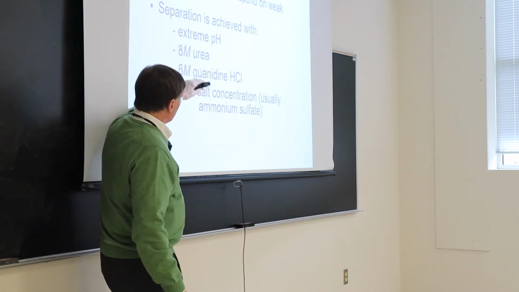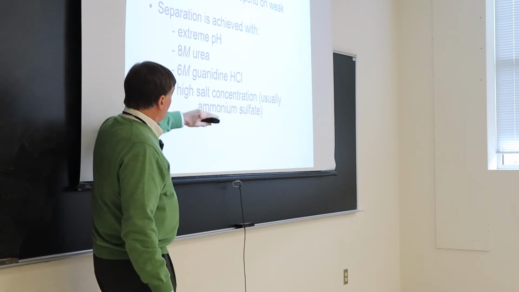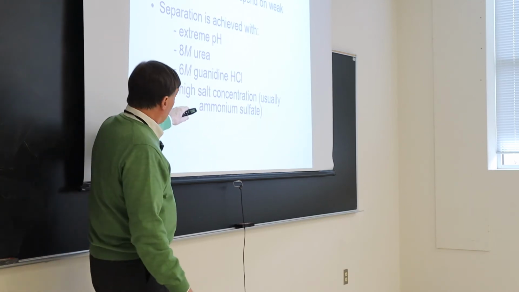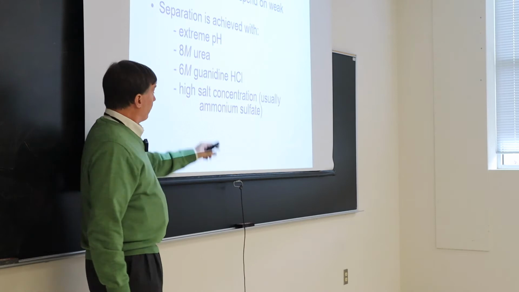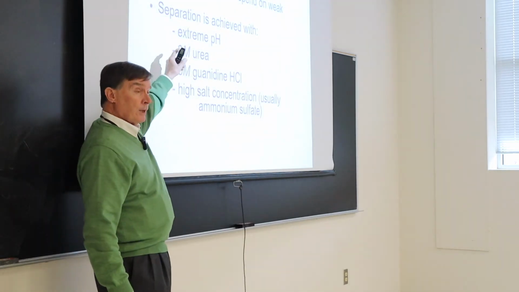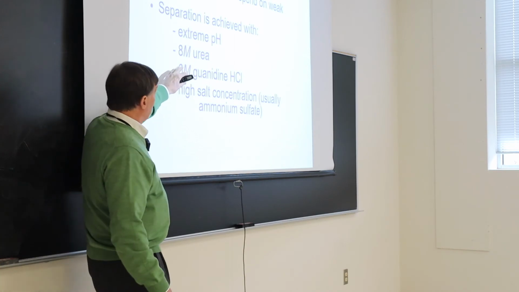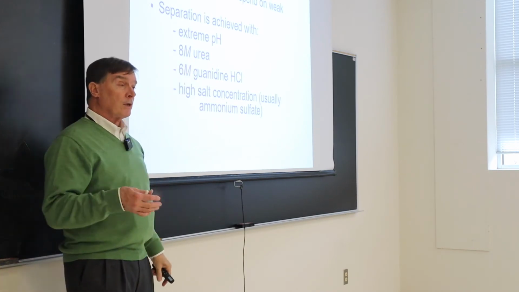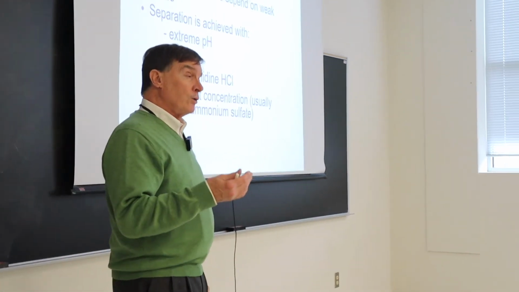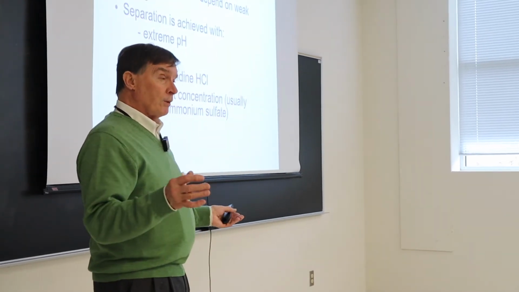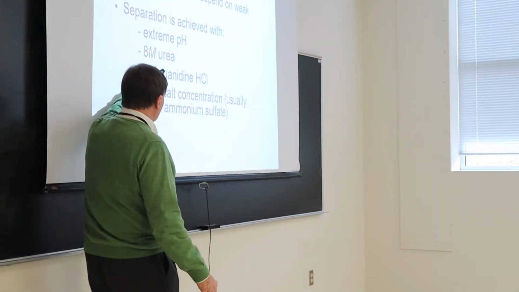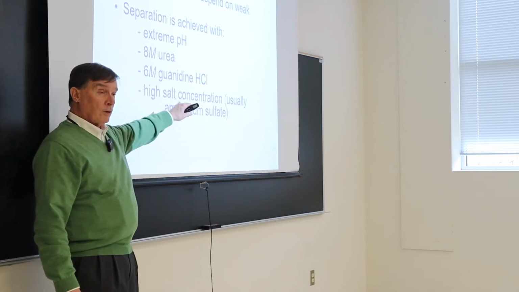And you can do that with extremes of pH, or 8 molar urea, or 6 molar guanidine hydrochloride, or high salt concentrations. These 2 concentrations of these 2 reagents are classic for protein work, if you will. 8 molar urea is a sufficient concentration of urea that you can do separations of proteins and so on. Proteins fall apart in that. And 6 molar guanidine hydrochloride is the same way.